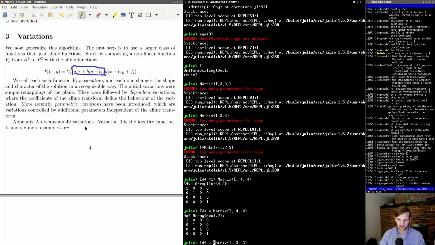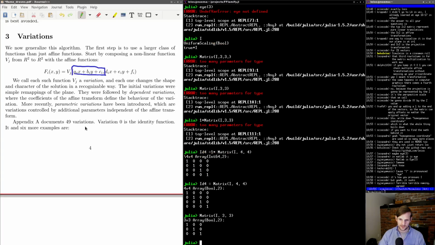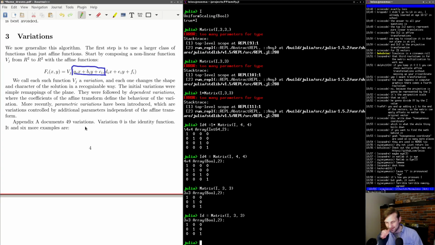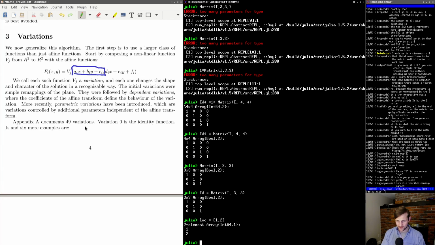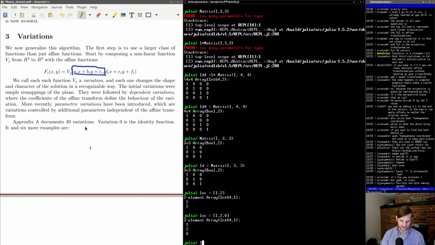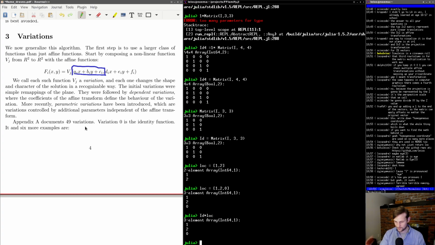Okay. So we're going to do that. That's our identity matrix. I'm going to call it ID is equal to that. And now let's see. We have the point location. What did I call it before? I didn't call it anything. So we're going to say location is equal to that. Obviously, you can't multiply that by the identity matrix. So now if we do ID times location, yeah, we get 1, 2, 0. That's what you expect.